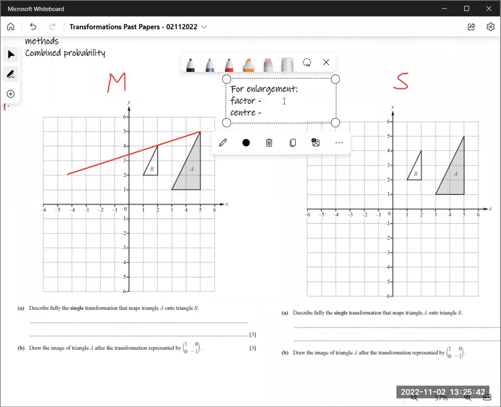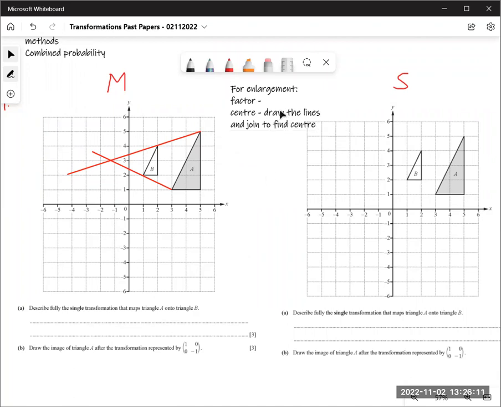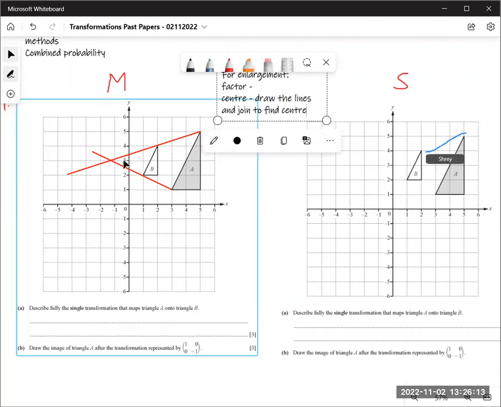Yeah, so the center of enlargement we find by matching the points and extending it to a point where all the lines cross. Perfect. That's a great answer. So to find the center, we draw the lines and join them. We have done this in class already. Wherever the lines join, that's where the center is. Like this, how they're doing it.